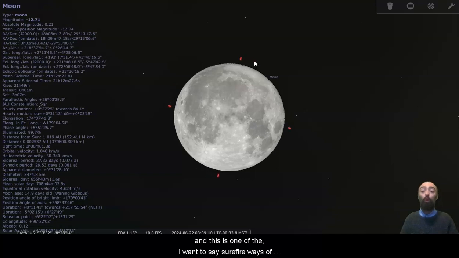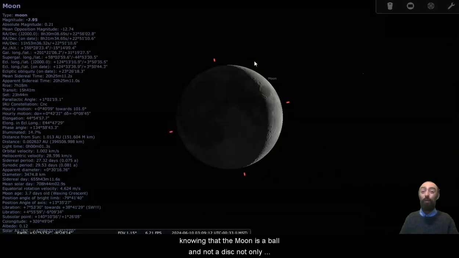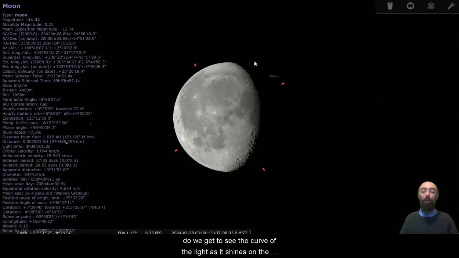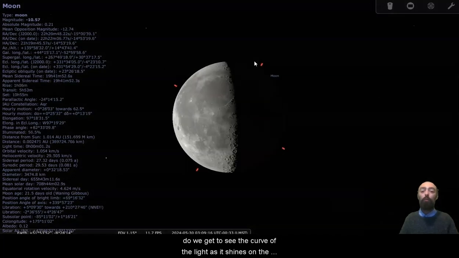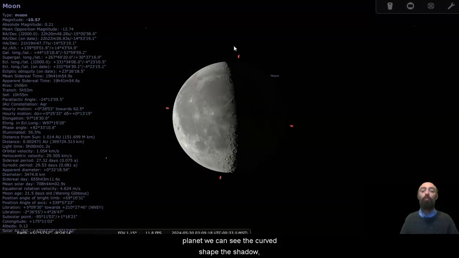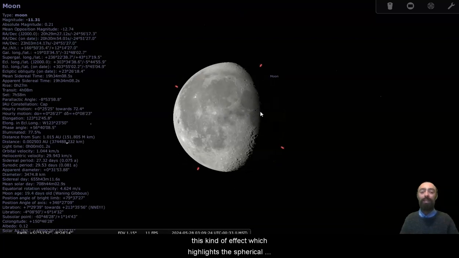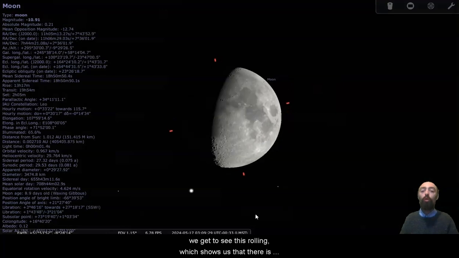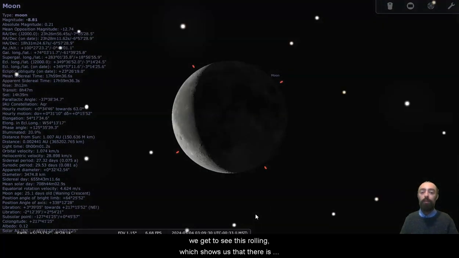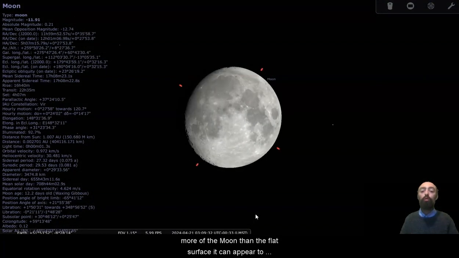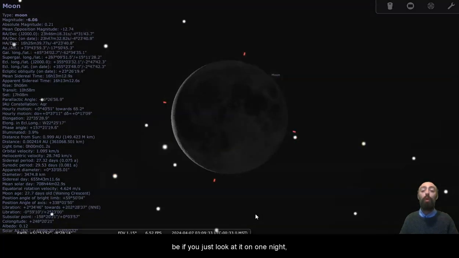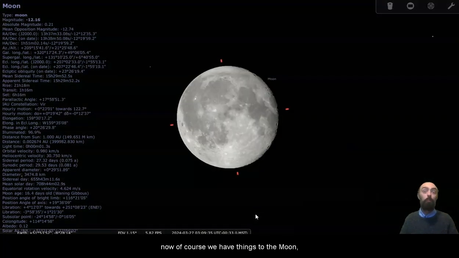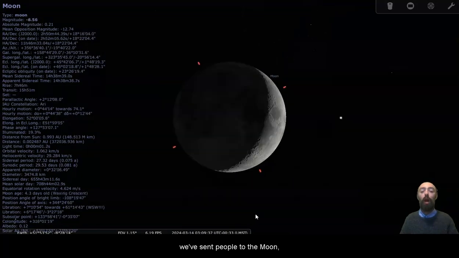And this is one of the, I want to say, surefire ways of knowing that the moon is a ball and not a disk. Not only do we get to see the curve of the light as it shines on the planet, we can see the curved shape of the shadow, we can see those craters. But not only do we get to see this kind of effect, which highlights the spherical shape of the moon, over longer periods of time, we get to see this rolling, which shows us that there is more of the moon than the flat surface it can appear to be if you just look at it at one night.